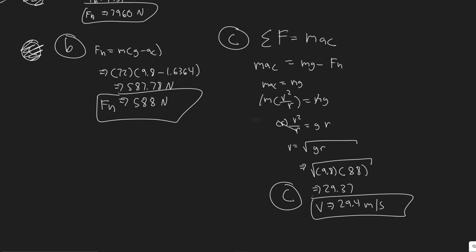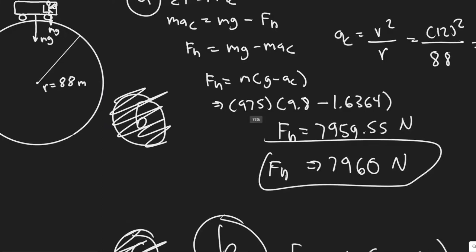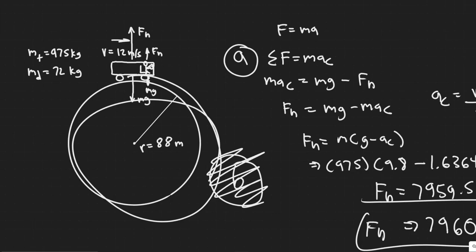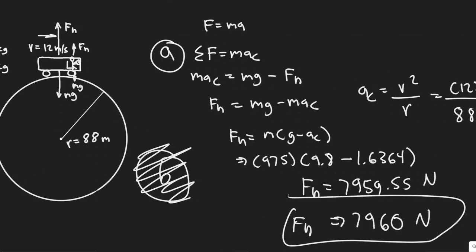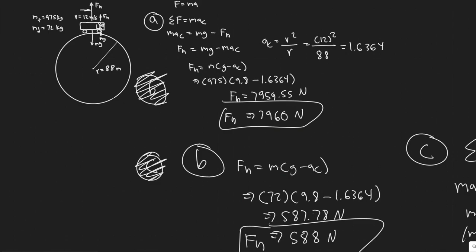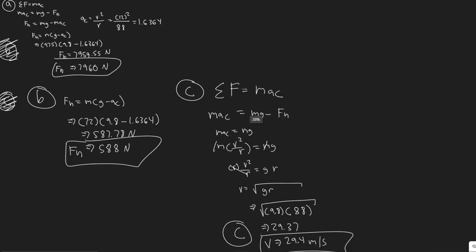So basically, just keep in mind, we had to treat this like a circle here where it's moving right around like this. And then we just summed the forces, and then we were able to solve for our normal force. And so we just changed the masses for B and A because we were doing it for a different object. So these are going to be your answers, and hopefully you found this video useful.